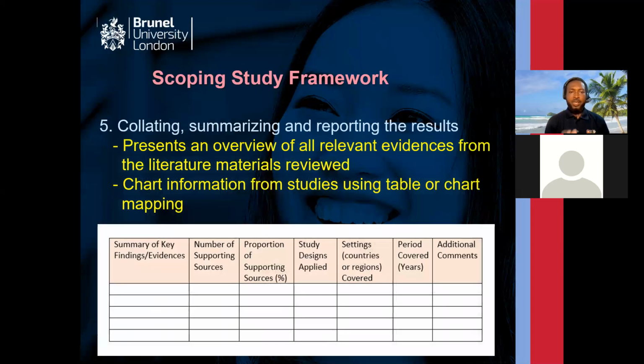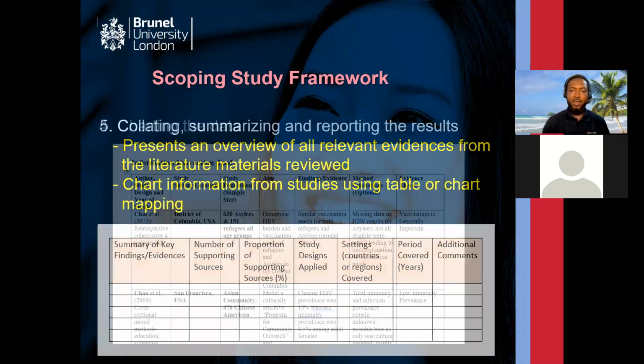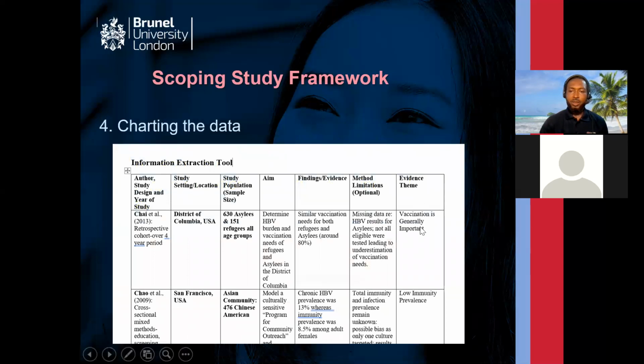That will be helpful. Then this is the last stage, which is collating, summarizing, and reporting the results. This is where, well, what I told you earlier. Here you present an overview of relevant evidence from the literature you reviewed, and you chart information from studies using a table or chart mapping like you have here. These are the various headings that you would want to chart. The first one is the summary of key findings and evidence. This is where the evidence theme, the last column on the right, will help you.